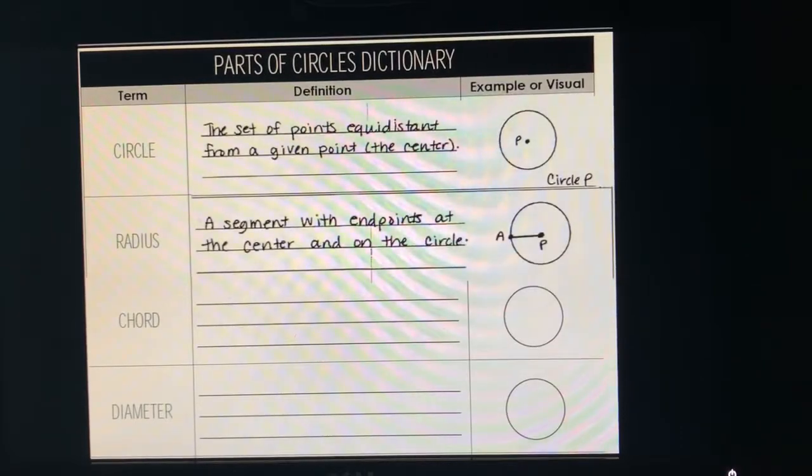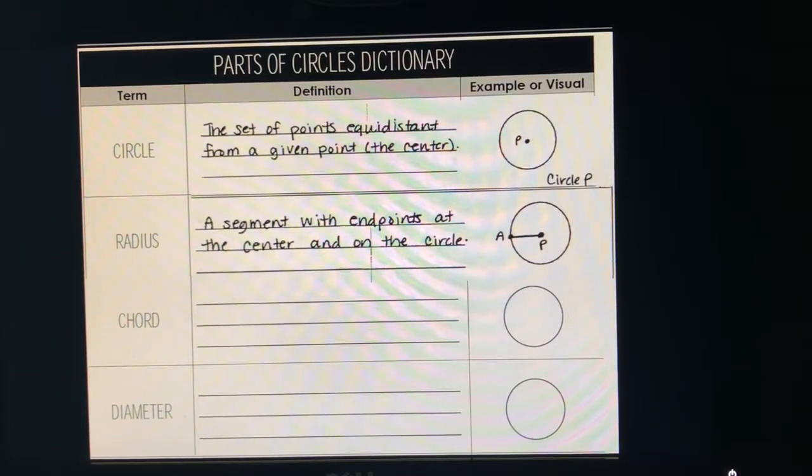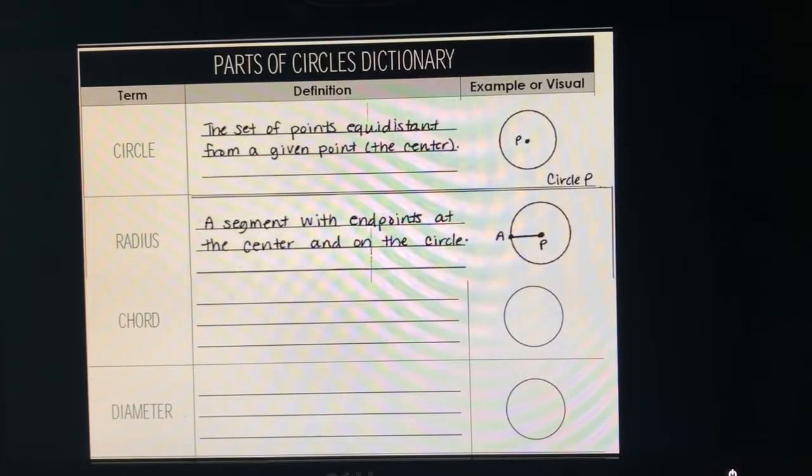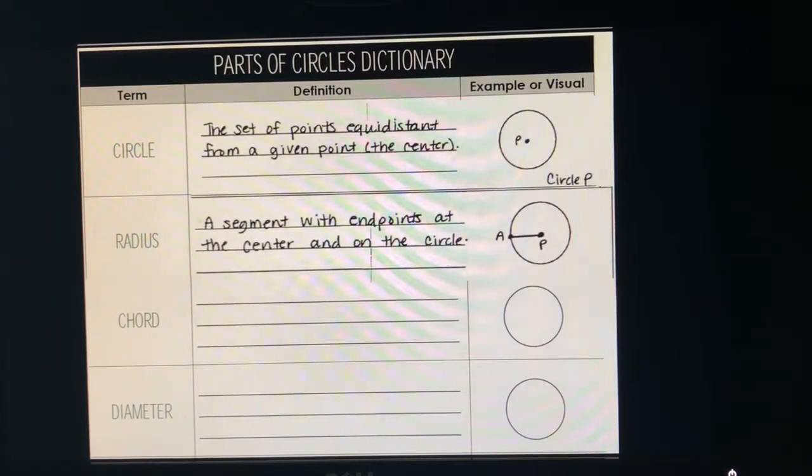Now, we talked a lot about this last week, and that's the radius. And so a radius is a segment. Remember, a segment is two endpoints and a line between them. A radius is a segment with endpoints at the center and on any point of the circle. So in this case, we have radius AP, right? And that is something we're going to use quite a bit.